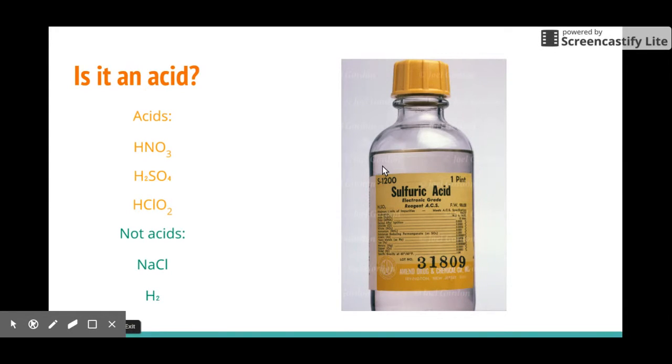Acids are easily identifiable in the formula, just based on how hydrogen should be right at the forefront of the formula. So you can see HNO3, that's an acid, H2SO4, that's an acid, HClO2, that's an acid, so I'll start with H. These are not acids because NaCl does not start with H, and H2 is technically not an acid since it is not bonded to a non-metal ion. So even though it starts with H, I include that one because that's kind of an exception. Just hydrogen by itself is not an acid.